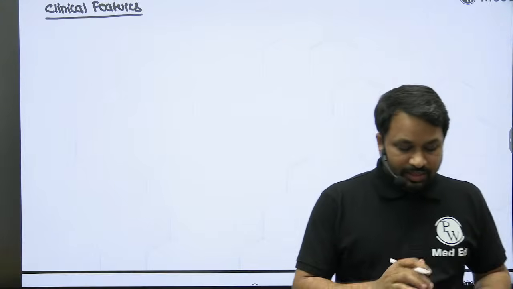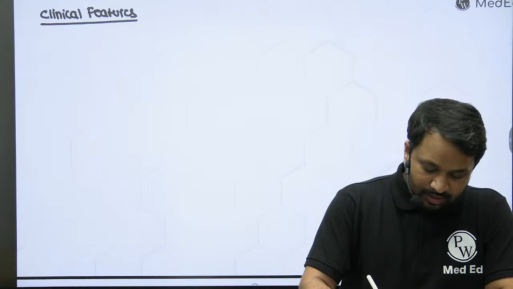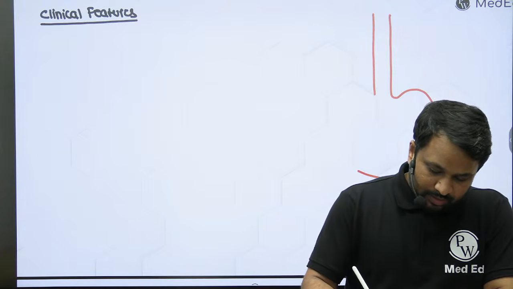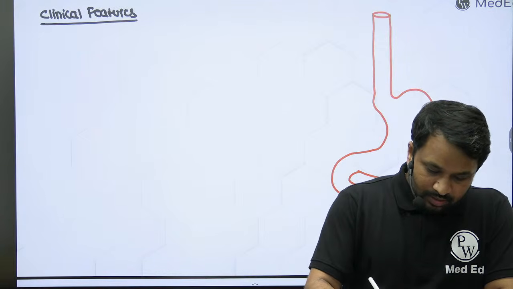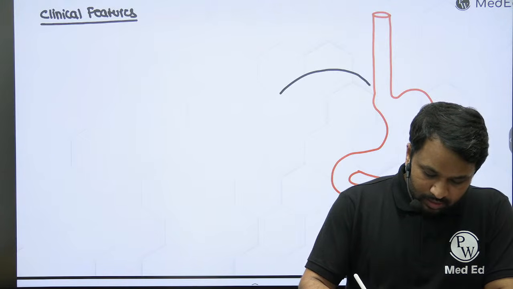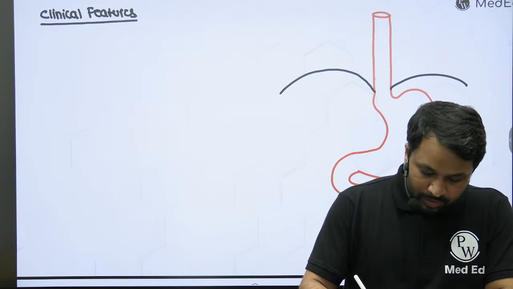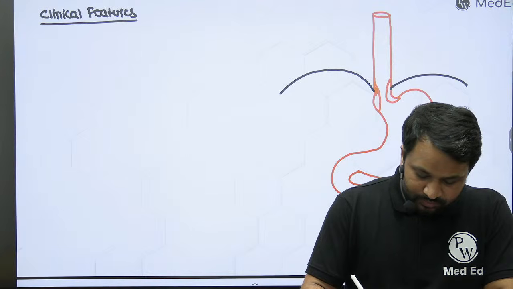So when you look at the clinical features of GERD, to understand that, let's understand the basic objective. This is your esophagus, this is your stomach, okay, clear. This is going to be your diaphragm, okay. Then you see this lower part, this is your lower esophageal sphincter, okay.